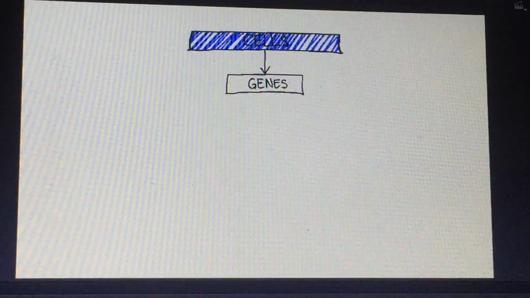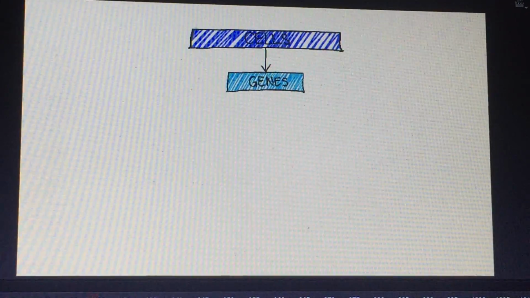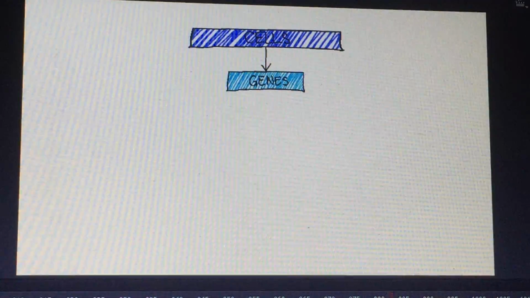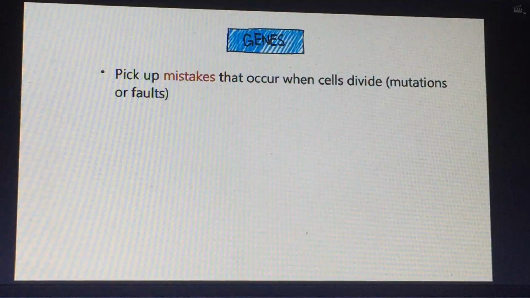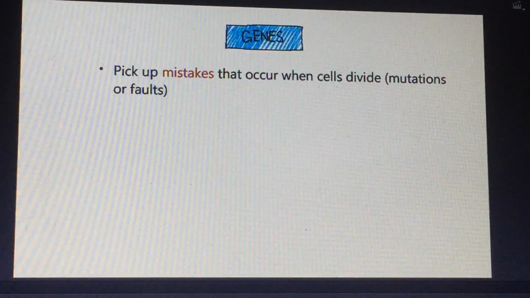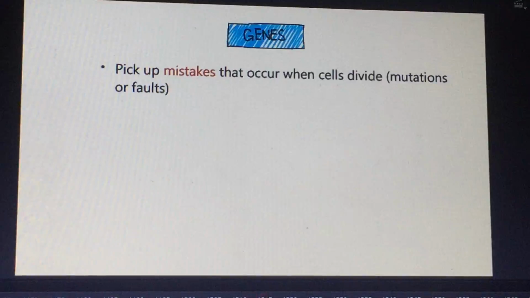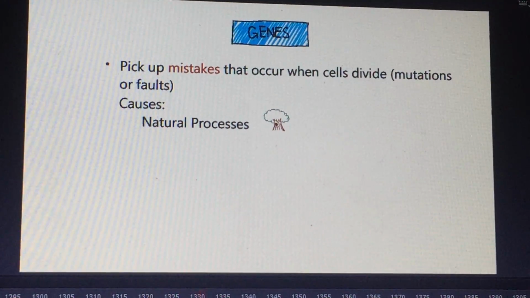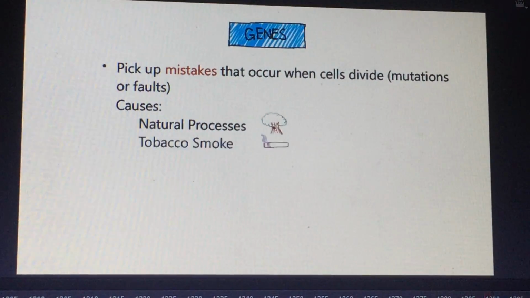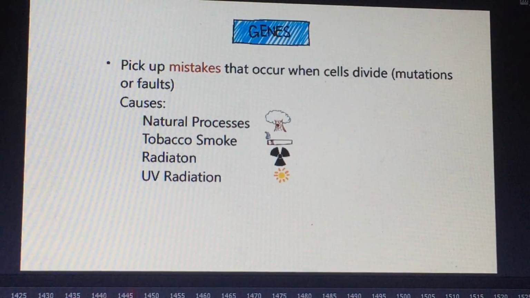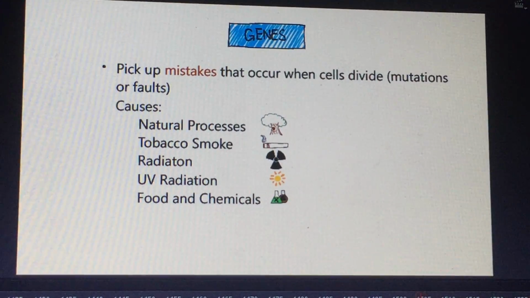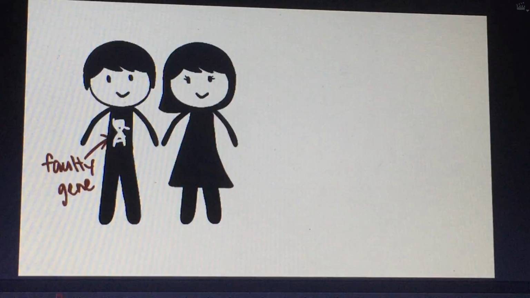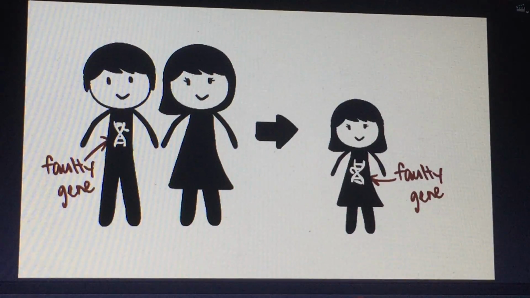Let's discuss the different genes found in the DNA in each cell. They control how the cell functions, how quickly it grows, how often it divides, and how long it lives. Our genes pick up mistakes that occur when cells divide. These mistakes are called faults or mutations, and they happen throughout our lives. They are caused by natural processes in our cells and by various other factors. These include tobacco smoke, radiation, ultraviolet radiation from the sun, some substances in food and chemicals in our environment. Sometimes people inherit faulty genes from their parents.